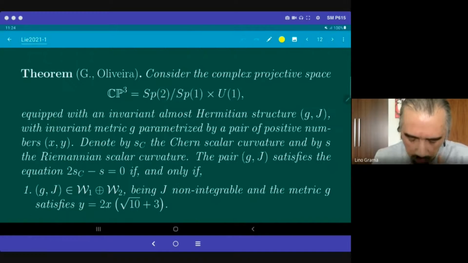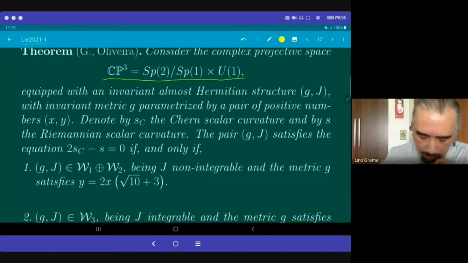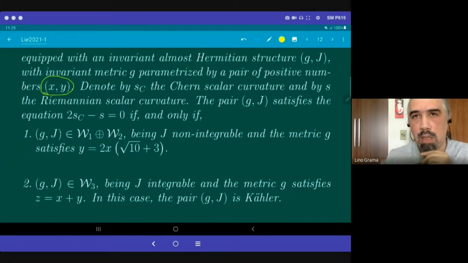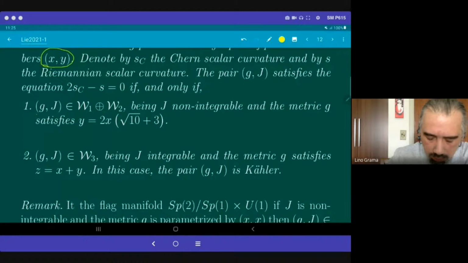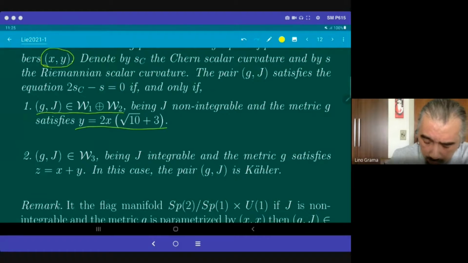We have a similar result for CP^3, but this is not the symmetric CP^3. This is a flag manifold, the same game, but now the invariant metrics depend on two parameters. And we also have two invariant almost complex structures, one integrable and the other not integrable, up to equivalence and so on. Then the pair belongs to this class, and then we have this equation, this line. Or J is integrable.